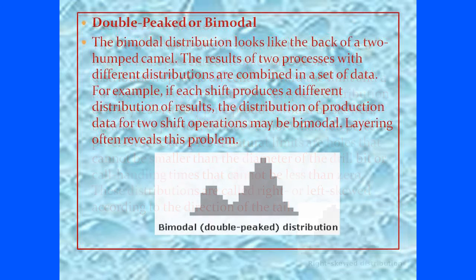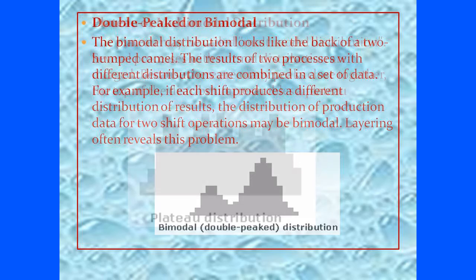Next is the double-peaked or bimodal distribution. The bimodal distribution looks like the back of a two-humped camel. The results of two processes with different distributions are combined in one set of data. For example, if each shift produces a different distribution of results, the distribution of the production data for a two-shift operation may be bimodal. Layering often reveals this problem.